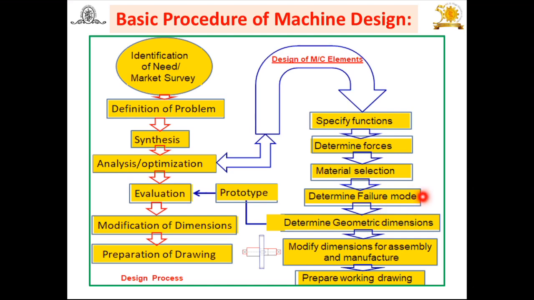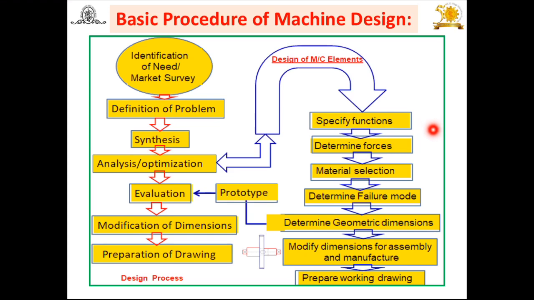Now here in this design, it's a rational design. That means we have to find out the geometric dimensions, or the size and shape of that component at which that component can sustain that load acting on it. Determine the geometric dimensions, and again we can modify these dimensions for assembly purpose and manufacturing purpose, to retain the component on the shafts or during assembly. And once it is done, then prepare the working drawing of that individual component.